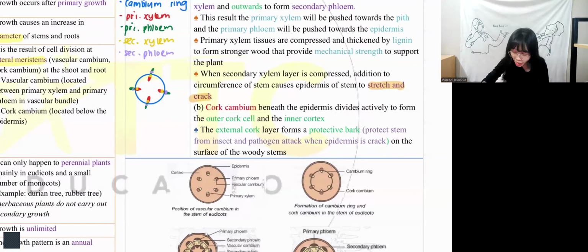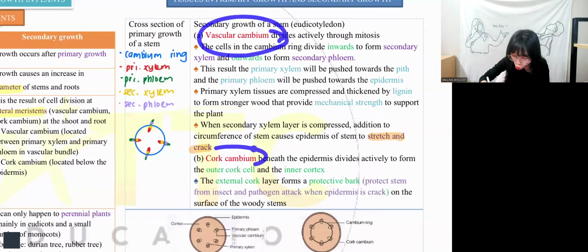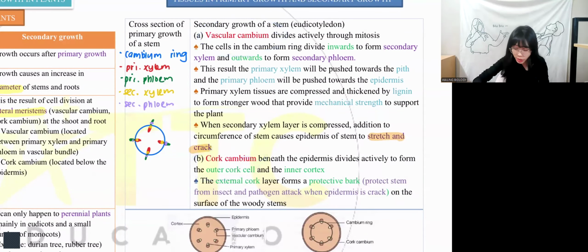is cracked. So we have to write vascular cambium first. Only then can you write cork cambium, because they are in a sequence. Why do you need a protective layer when they are not even cracked? So you have to crack first. With the increase in circumference and the crack, only then does the cork cambium come into the picture. So that's why you have to write it in sequence, vascular cambium and then cork cambium. Okay, we have outer cork cells and inner cortex. The external cork is the protective bark.